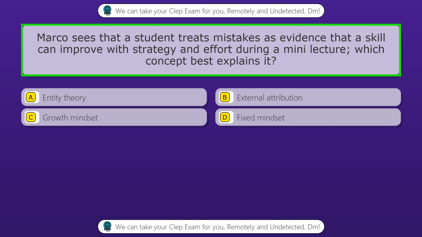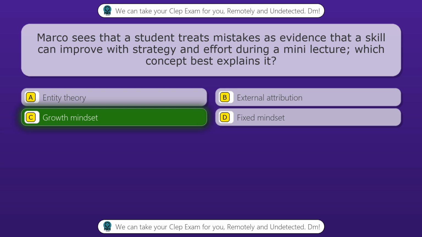Question 32. Marco sees that a student treats mistakes as evidence that a skill can improve with strategy and effort during a mini-lecture. Which concept best explains it? Option A, entity theory. Option B, external attribution. Option C, growth mindset. Option D, fixed mindset. The correct answer is option C, growth mindset.